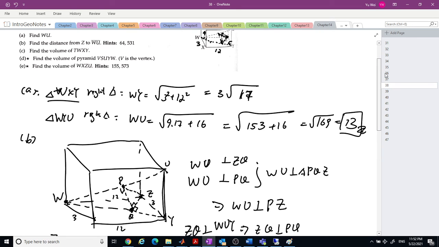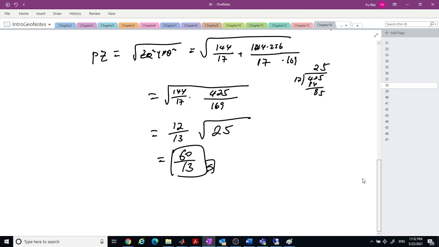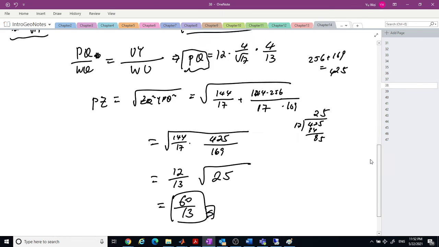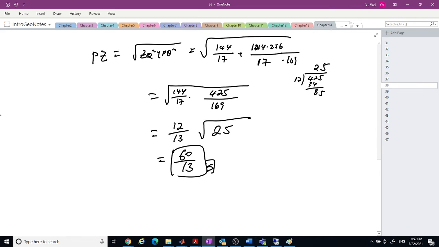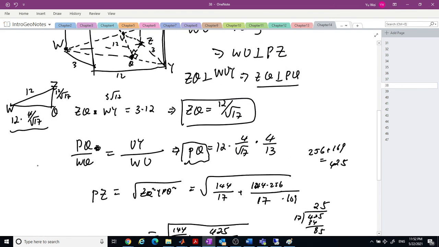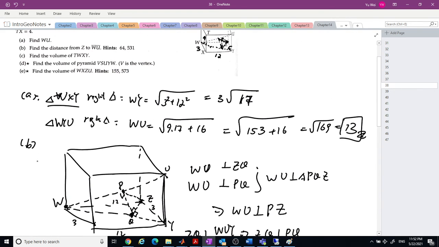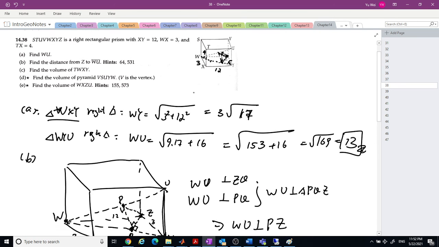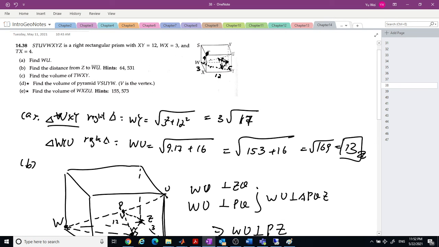Okay. The next one is to find the volume of TWXY. Okay, TWXY. Find the volume of the TWXY. T is here, WXY is here. Okay, so this one is simple. 3 and 12 and 4.